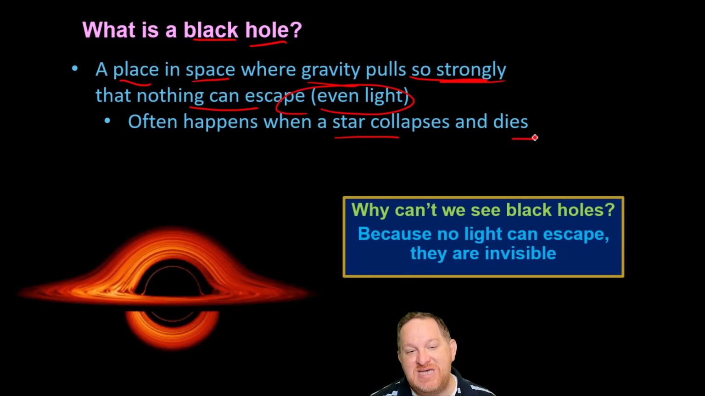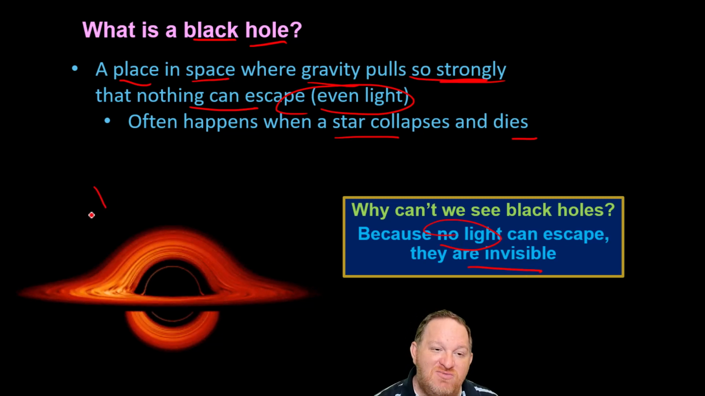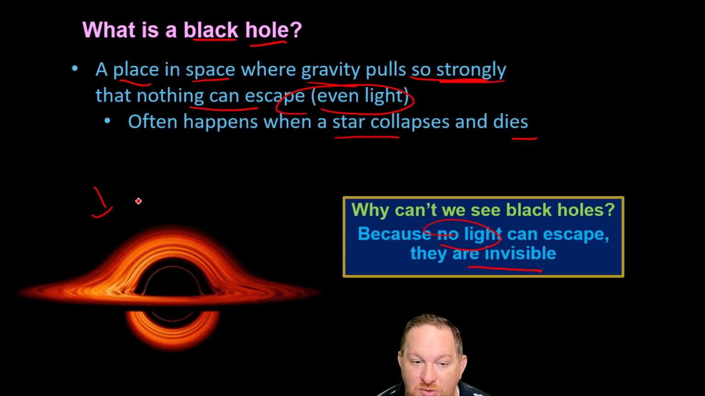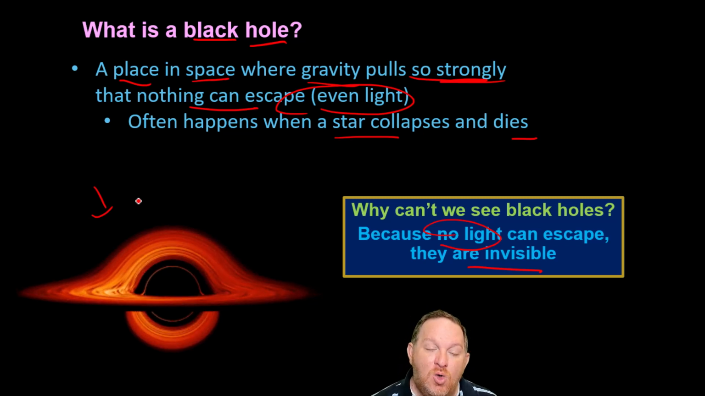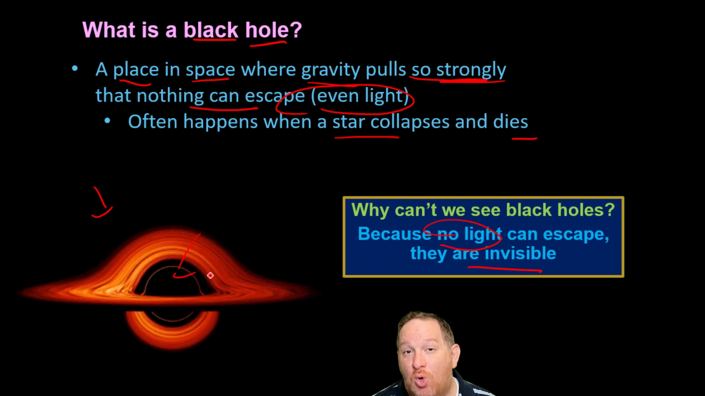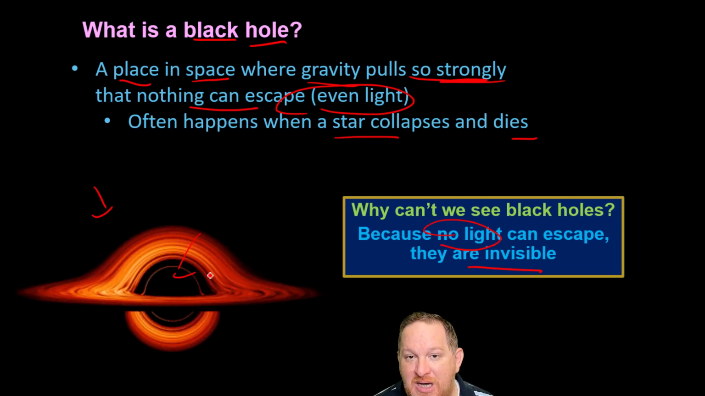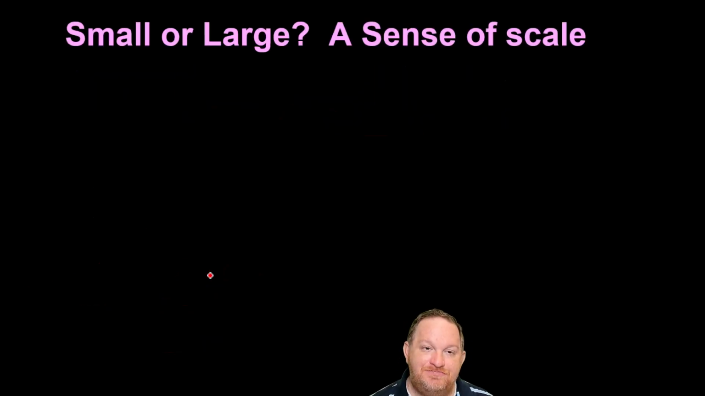So why can't we see them? I've sort of alluded to this earlier. We can't see black holes because no light can escape. They're invisible. So this is obviously an artist's rendering. This is not a real picture of a black hole. We'll go over the different parts of this, but a black hole gets its name from the obvious center where no light can escape, so it appears as darkness. We can't see black because it does not reflect any light.